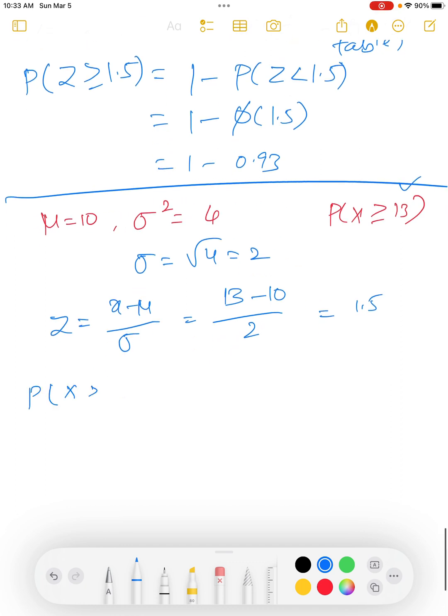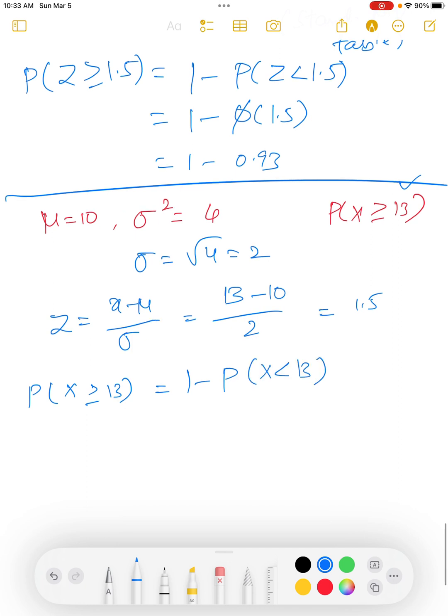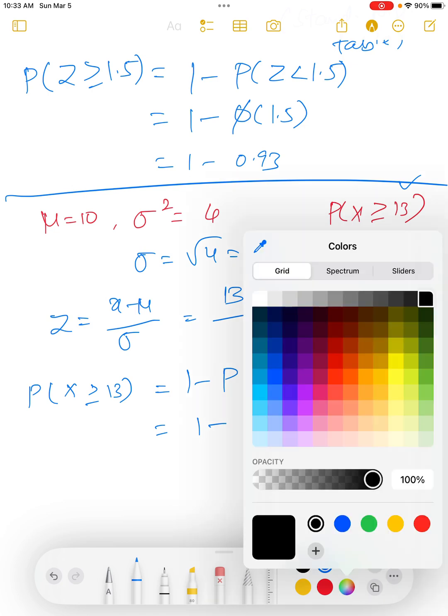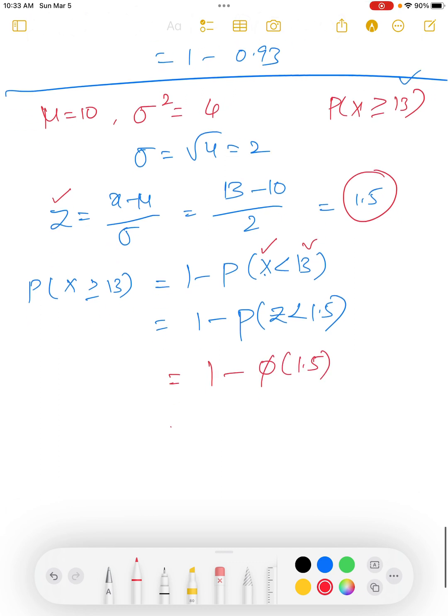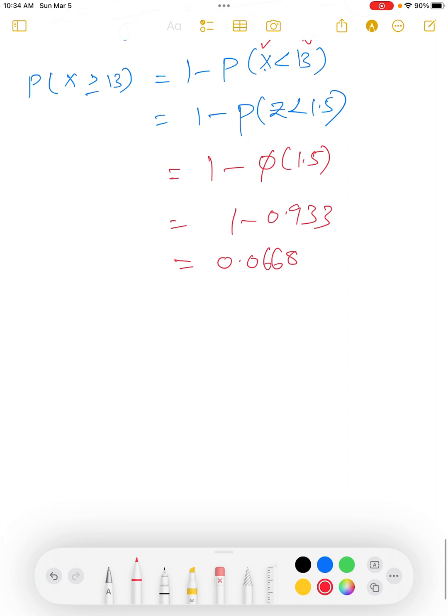He wants to find x greater than 13, so 1 minus, now I'm changing the variable x to z. So instead of 13, I'll put 1.5. Simple. I'm removing x and introducing the z value. Removing 13, I'll put 1.5. That's it. So 1 minus phi of 1.5 from the table, you'll get 0.0668.